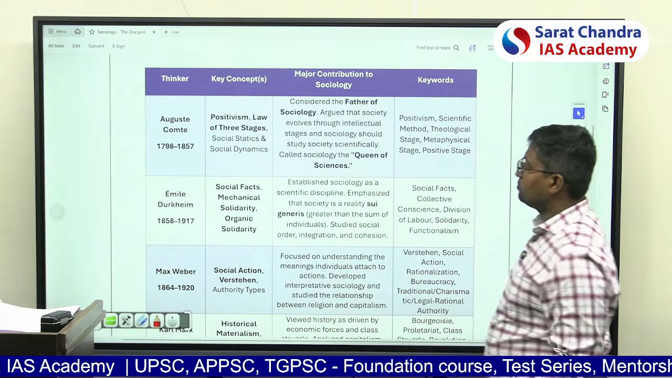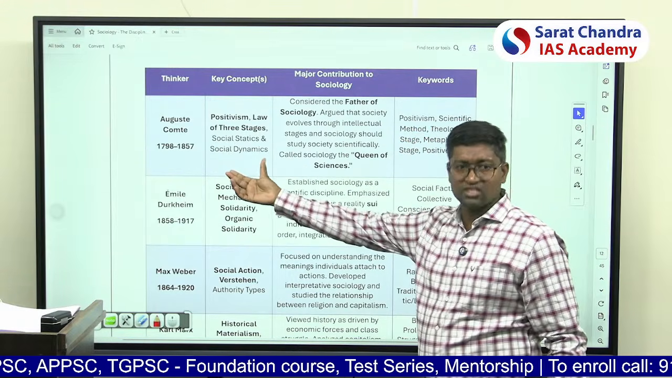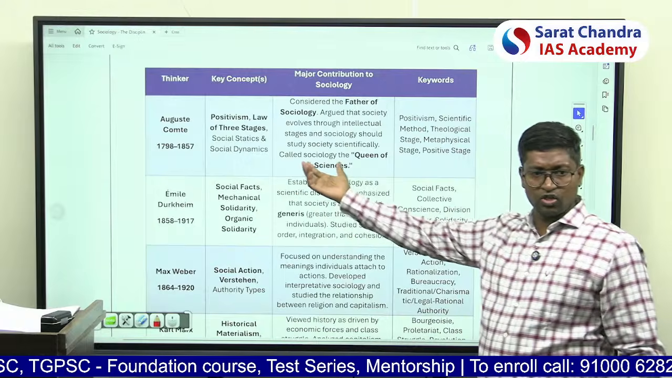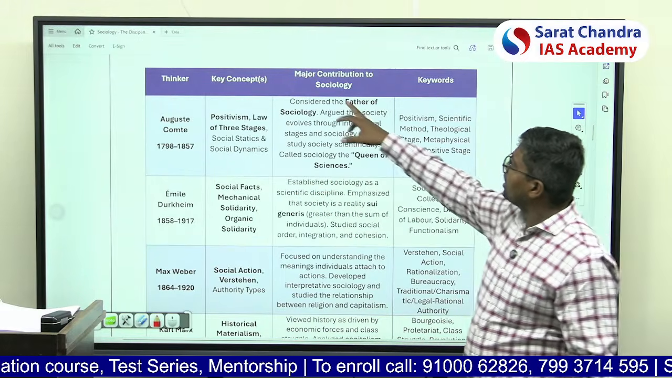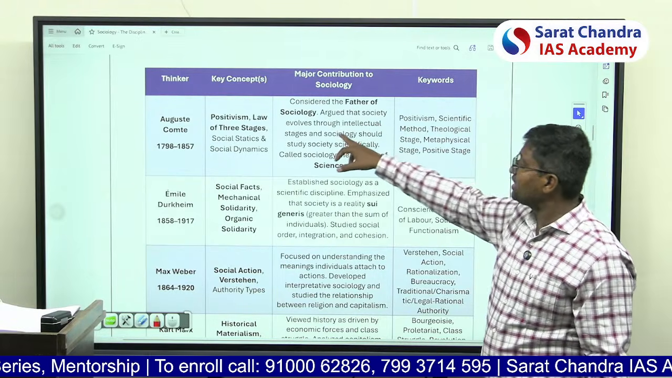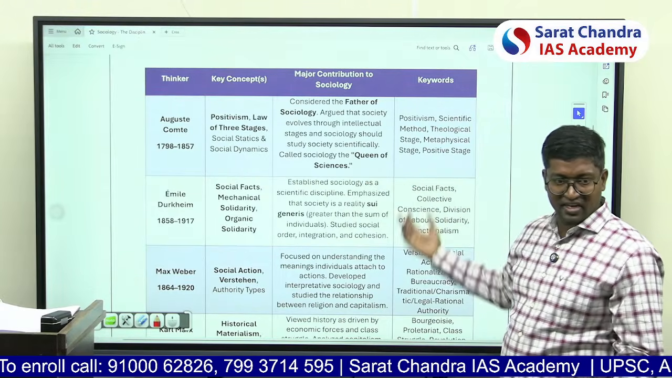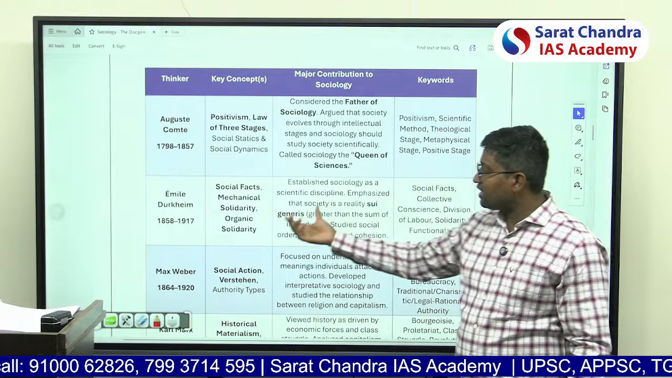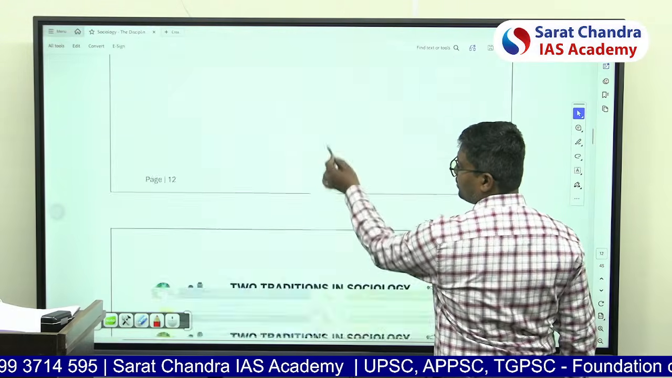In nature versus scope of sociology you will come across Auguste Comte. Nature of sociology you cannot understand without these thinkers. Auguste Comte, considered father of sociology, argued that society evolves through intellectual stages and sociology should study society scientifically. That is the nature. Next, Emile Durkheim talked about social facts. Weber talked about that. Herbert Spencer.